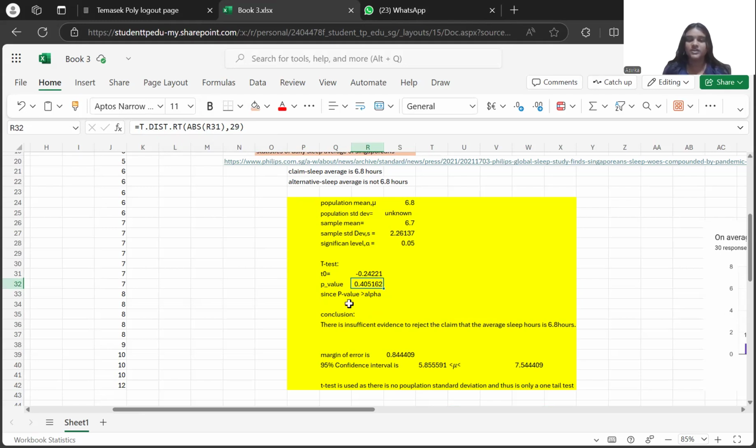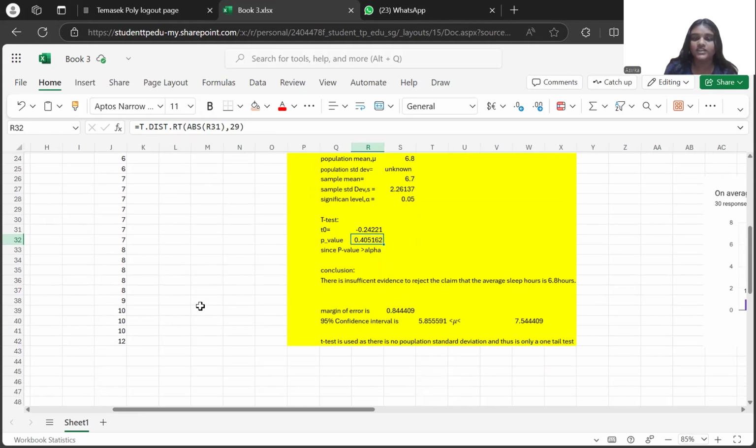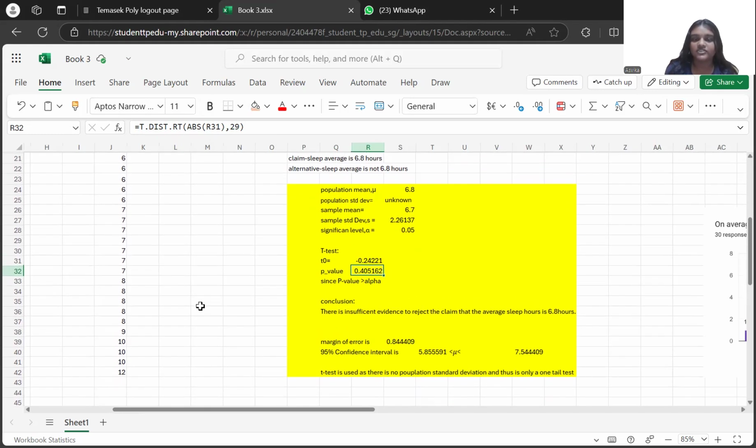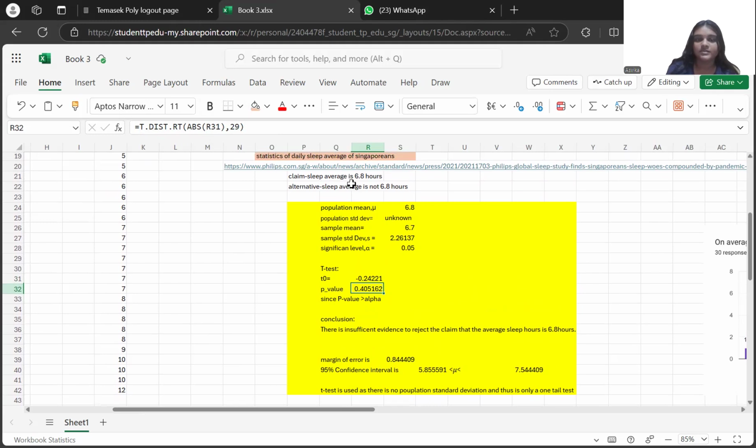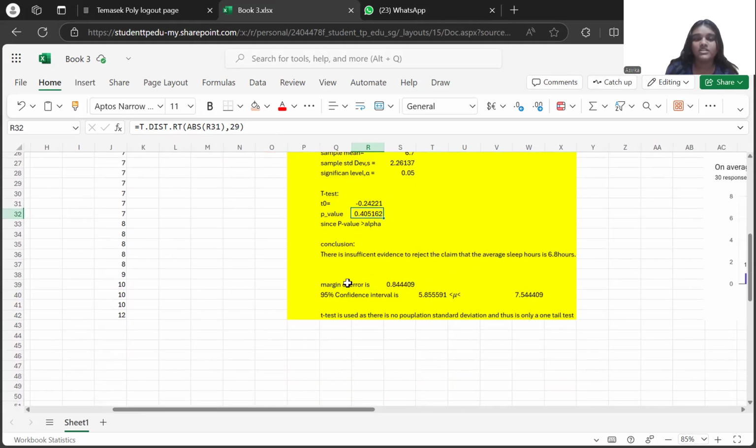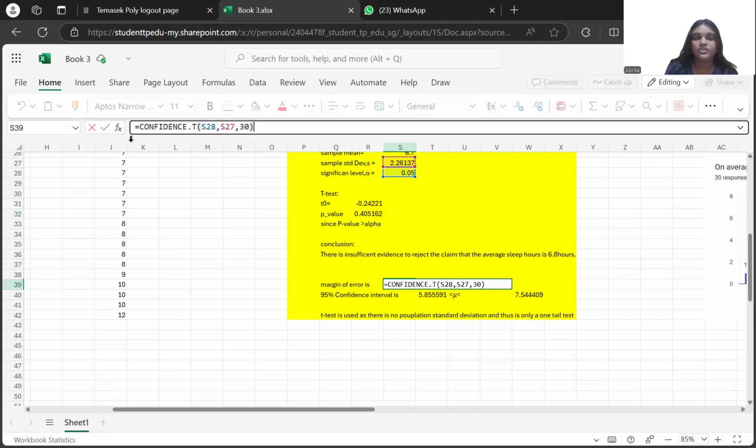Since the p-value here is more than alpha, which is 0.05, I can come to the conclusion that there's insufficient evidence to reject the claim that the sleep average is 6.8 hours, as shown here. Margin of error: we can calculate the margin of error using the formula CONFIDENCE.T(alpha, sample standard deviation, sample size), where the sample size is 30.